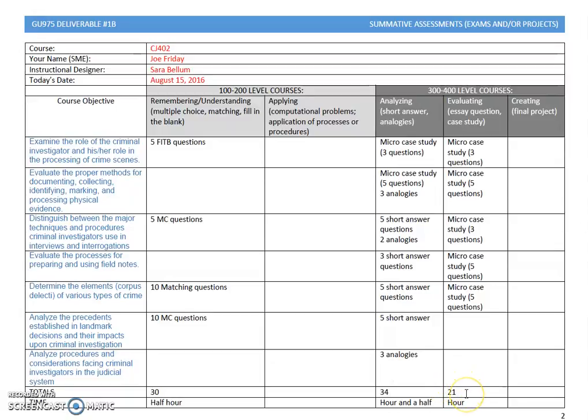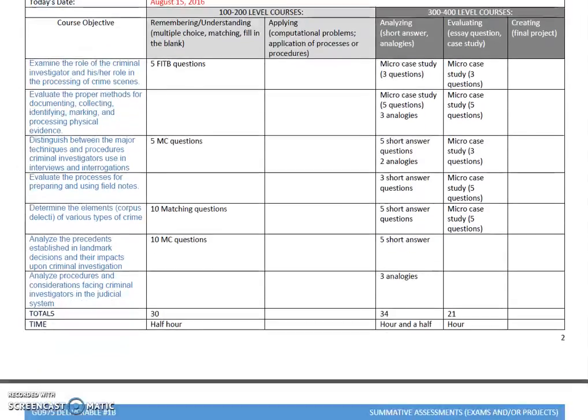Then I have my evaluating questions. These are going to be some of the case study questions, and it totals 21 questions, which would take about an hour's worth of time. So that's a 3-hour exam, which is really long. I'm going to need to adjust my expectations here and either ask fewer questions or provide questions in different formats that don't require so much time, because this is really too much for students in a 400 level course.